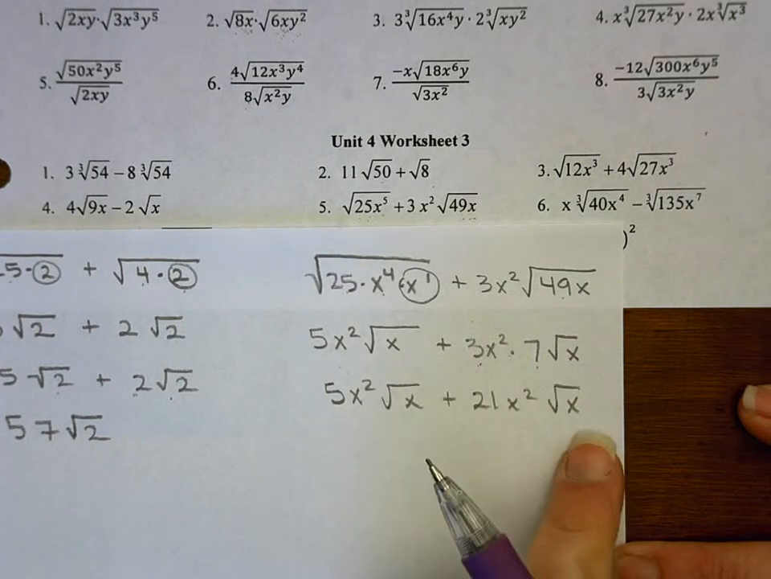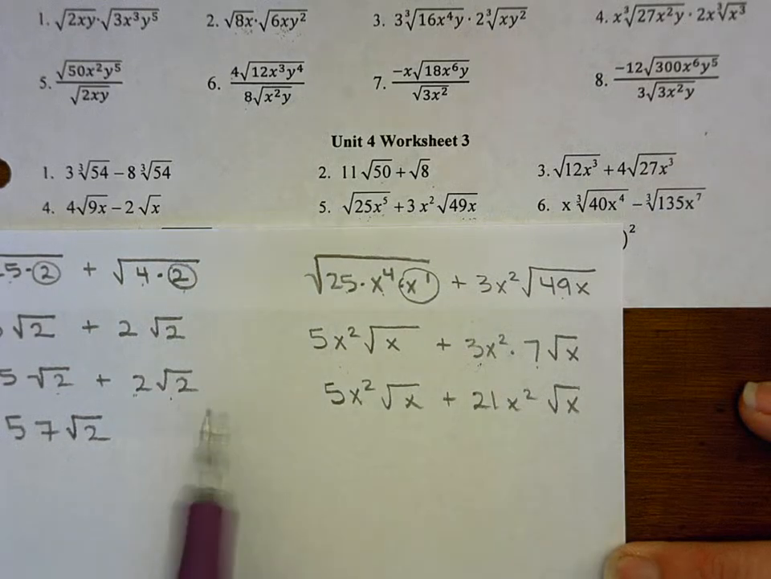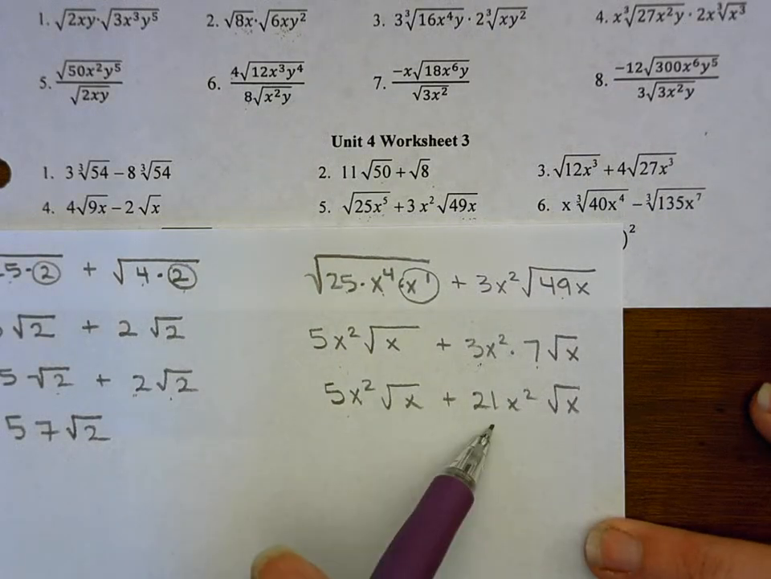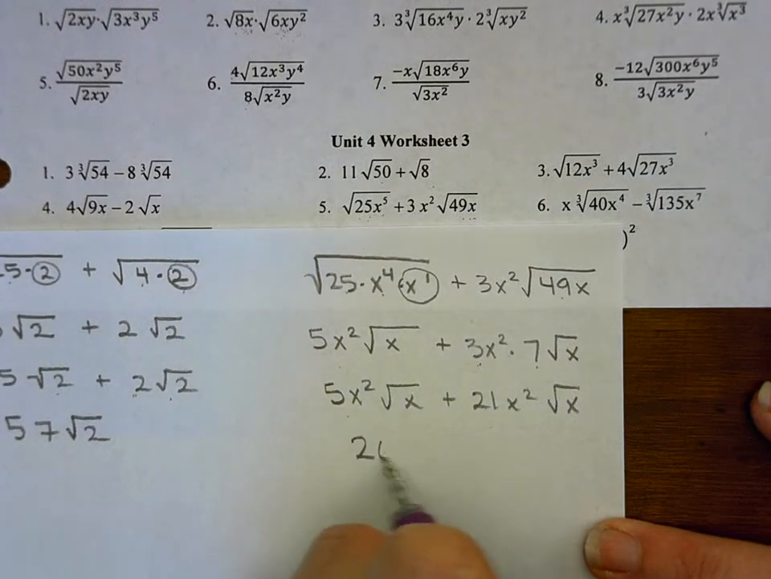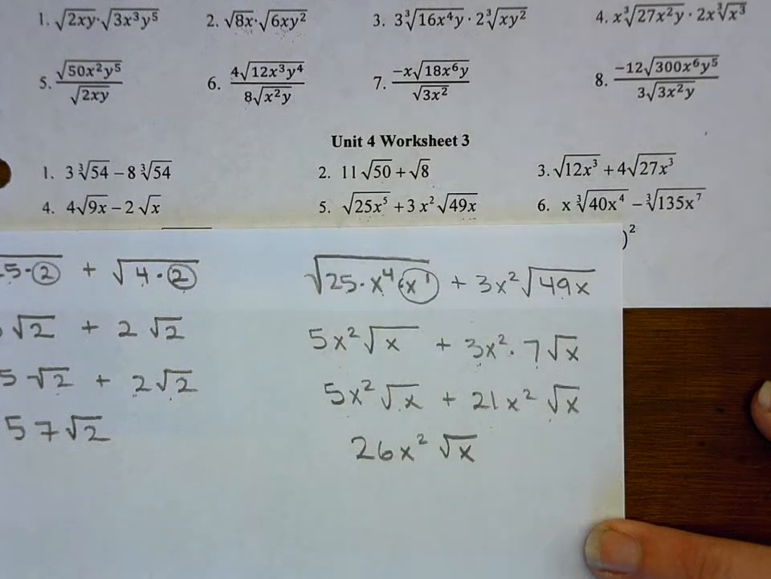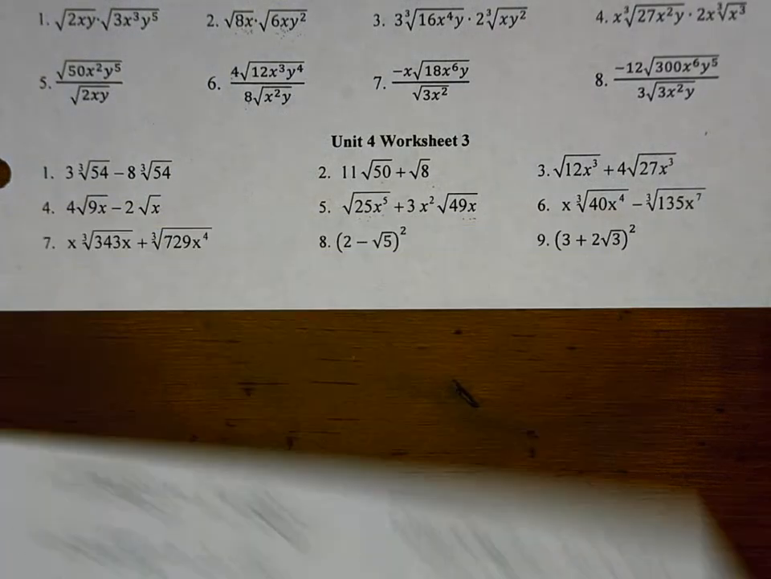So now these are both root x's, so I can go ahead and combine. So 5x squared plus 21x squared. And then I still have a root x. Okay? So that was question number 5.